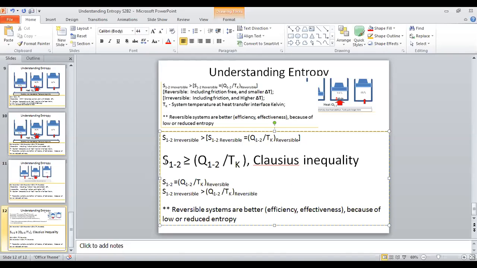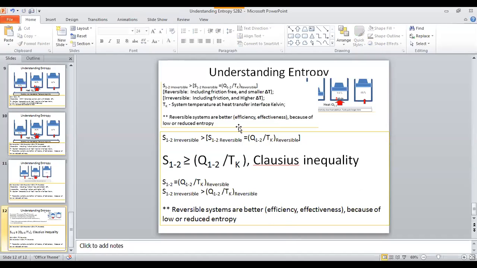So this is the famous expression for the entropy. Here it's for a process. Initial state is 1, final state is 2. So entropy change S12 is greater than or equal to Q12, the heat interaction, by Tk. This is a very generalized expression.